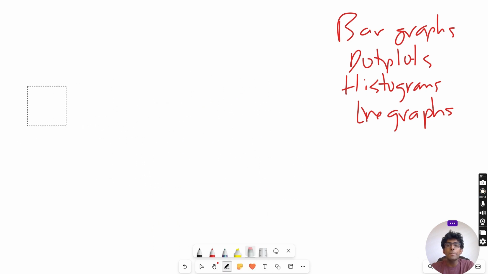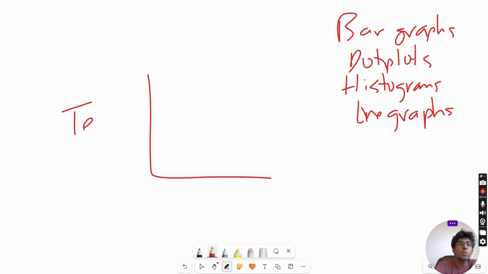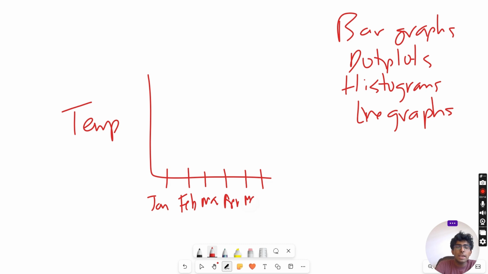All right. And then finally, line graphs. Line graphs are for measuring the change in something over time. That's really good for that. So if you have temperature, right? Let's say you want to measure the temperature in a particular city over a period of time. I'm just going to do January, February, March, April, May, and June, right? And let's say we have temperature values, I don't know, 70, 75, 80. And you have points like this.